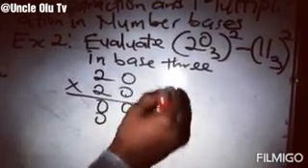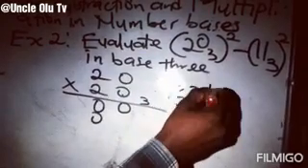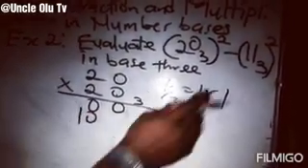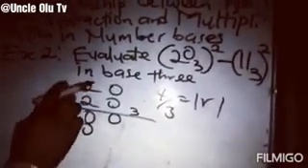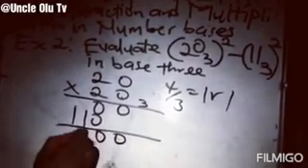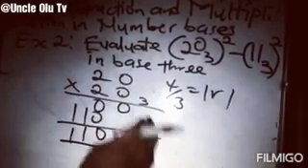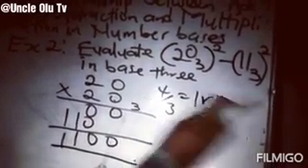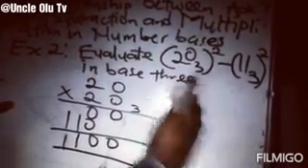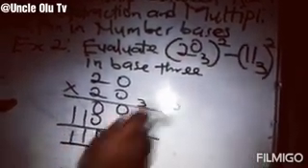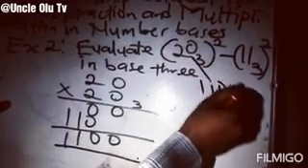So we now say 4 divided by 3. So that is 1, remainder 1. So you are going to write the remainder. So you bring the 1 forward. And there is nothing here, and the 1 is not up to base, you drop it. That means 0, 0, 1, 1. So for this one now, we have 1, 1, 0, 0.